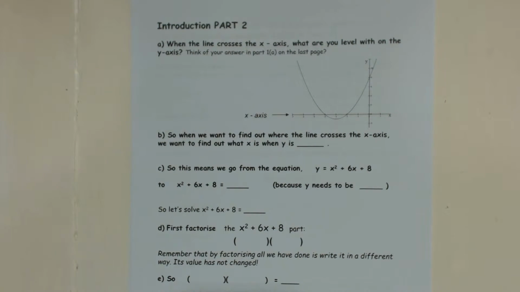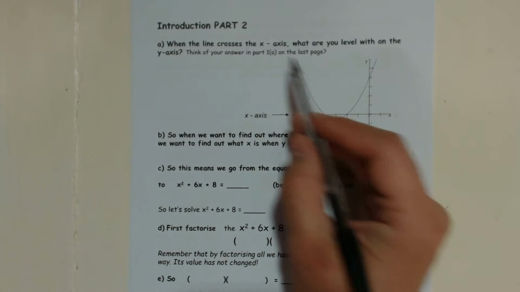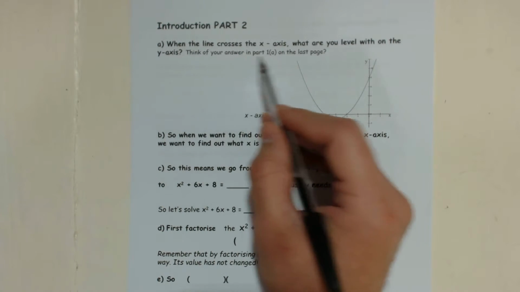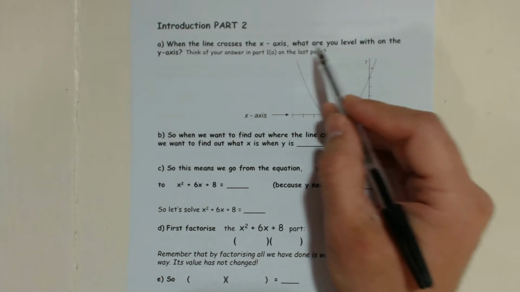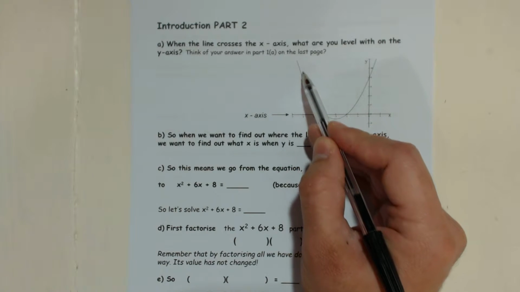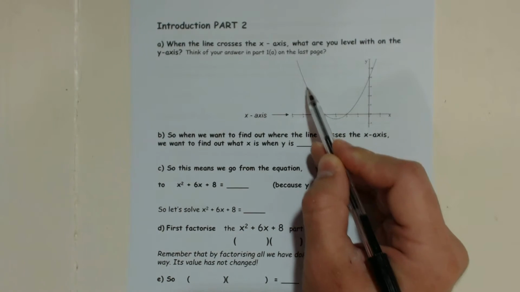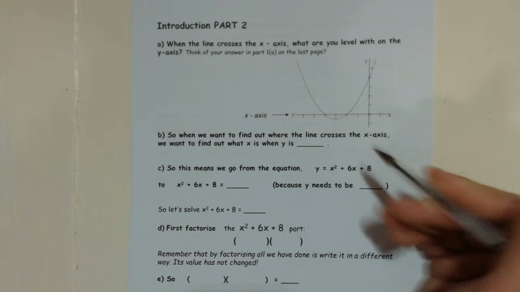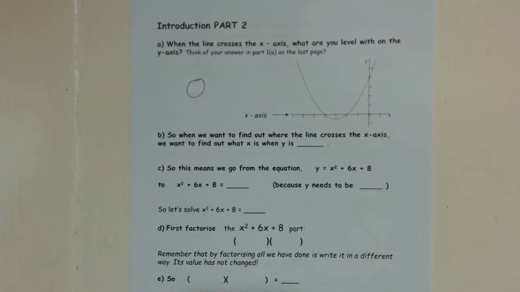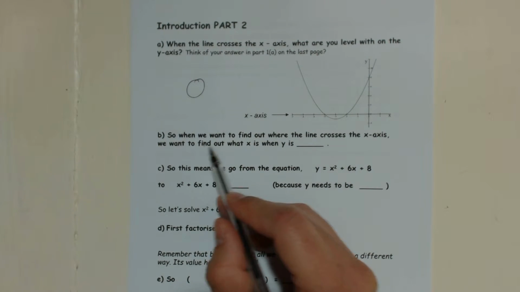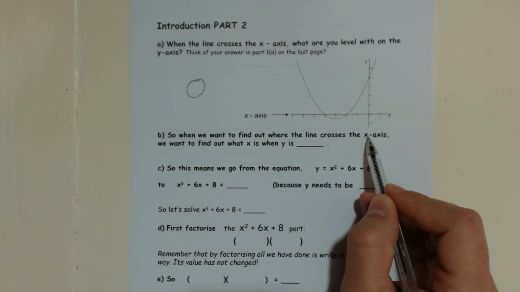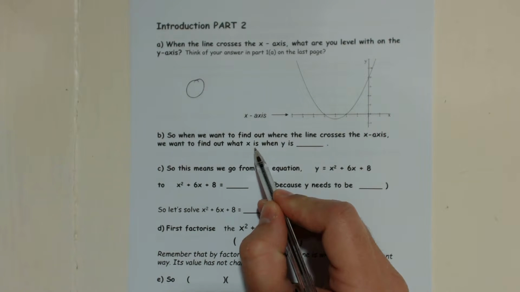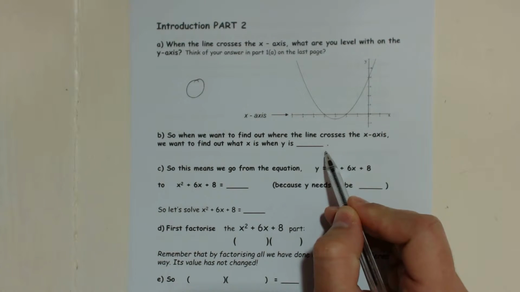Introduction Part 2. When the line crosses the x-axis, what are you level with on the y-axis? So this is similar to a question we had on Part 1a on the last page. So when the line crosses the x-axis, what are we level with on the y-axis? Well, we're level with 0 again. So I'll put a big 0 there. Okay. So when we want to find out where the line crosses the x-axis, we want to find out what x is when y is 0.